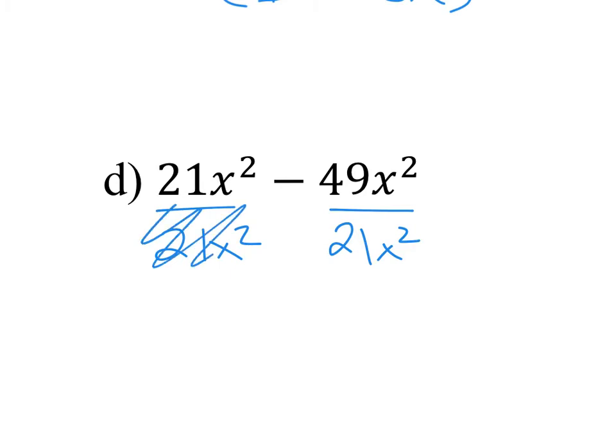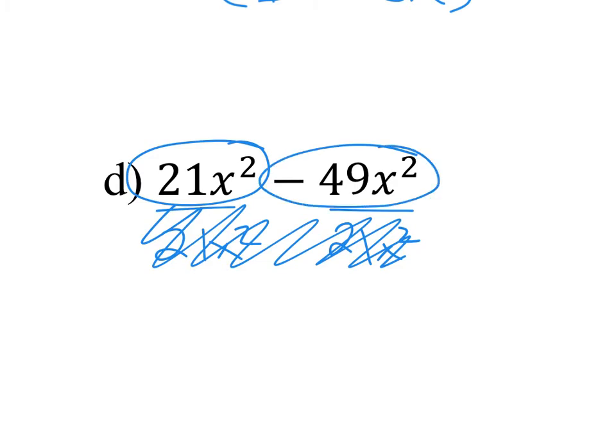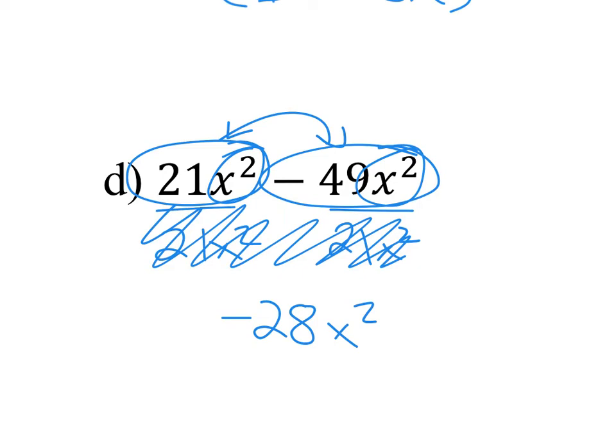Yeah, they're like terms. This is an x squared and this is an x squared. So really, they can be put together. And if we put 21 minus 49 together, we get negative 28. And when we collect like terms, do we ever change the degree of the variable? Never. We put our x's together, they still stay as an x. So we still have that x squared.